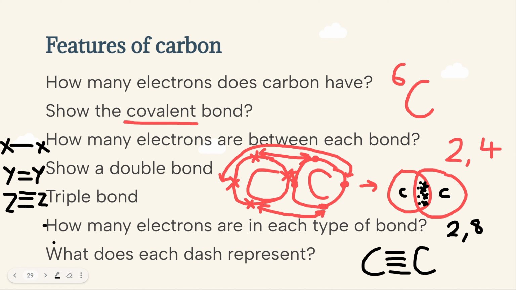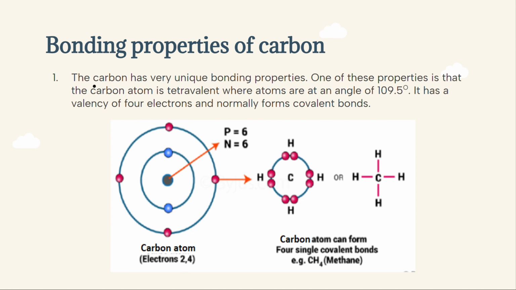The next question, what does each dash represent? You want to answer this one? Each dash represents one pair of electrons shared between two different atoms. How many electrons are in that dash? Total? Any dash. If it's 1 dash, how many electrons? 2. 2 electrons, and we say that's an electron pair. Good. Alright, now we're moving on.